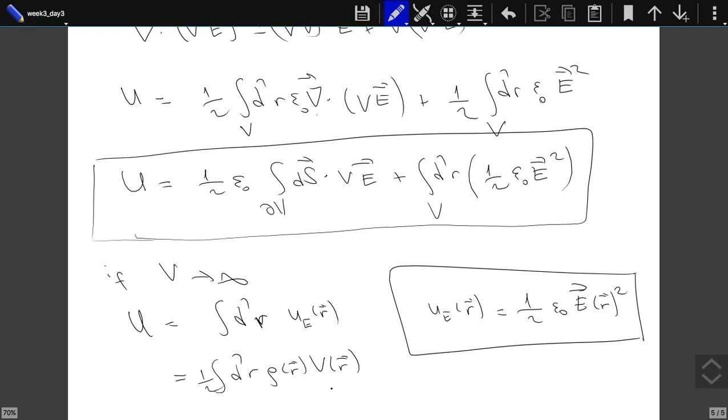And furthermore, this is in a sense more local, because if you know the electric field at a given point, you know the energy density at that point. Here, if you know the charge density at a given point, you don't really know the energy density corresponding to that one, because you don't know the potential. To calculate the potential, you have to know all the charges. So in that sense also, this is the form we prefer, because here everything is local. Here it's not local. To determine the potential, we have to know the charges everywhere.